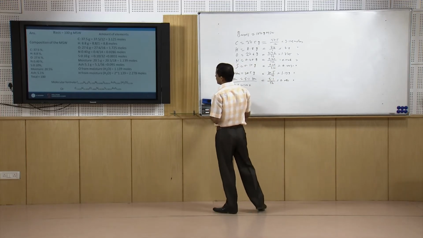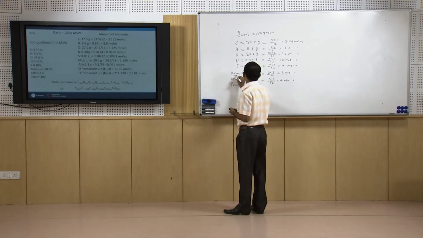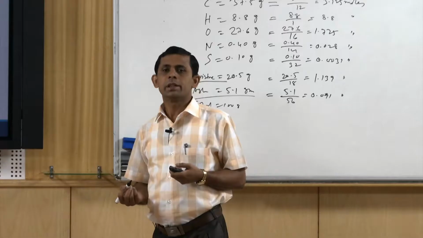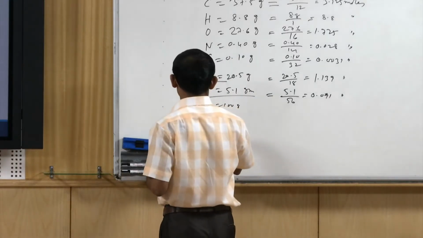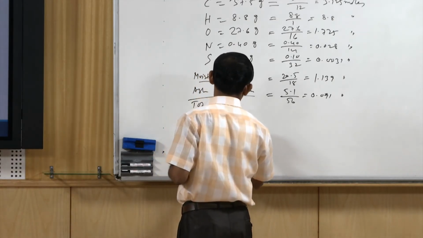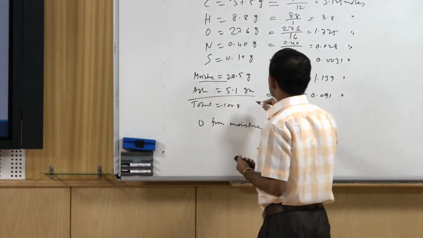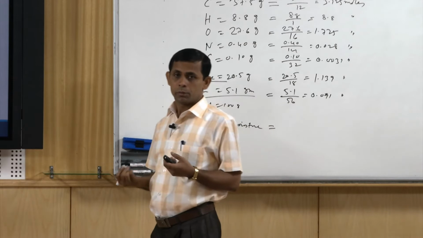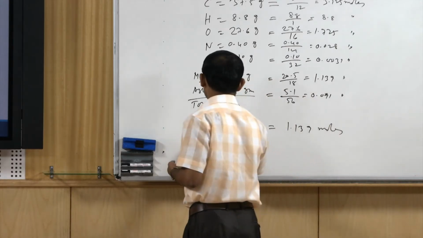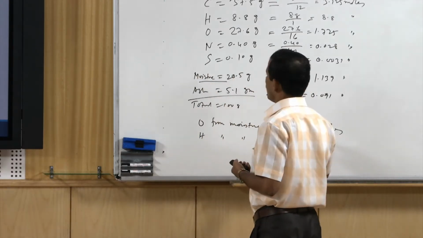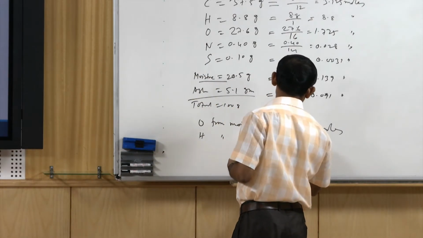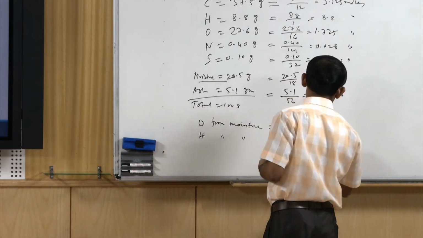Now, another thing: the moisture which is present here, this H2O is composed of oxygen and hydrogen. So, we can calculate the oxygen from moisture, which is equal to, as 1 mole of H2O has 1 O, 1.139 moles, and hydrogen from moisture is equal to 1.139 into 2, that is equal to 2.278 moles.